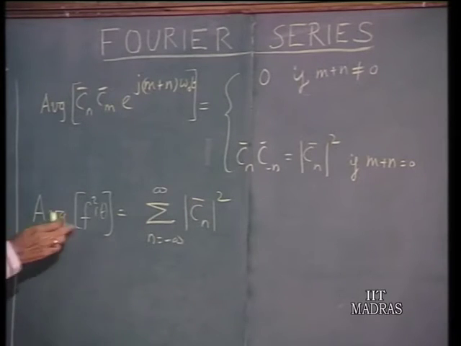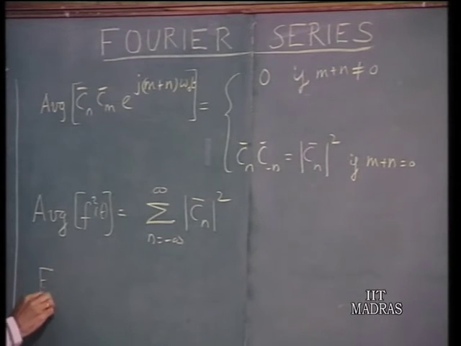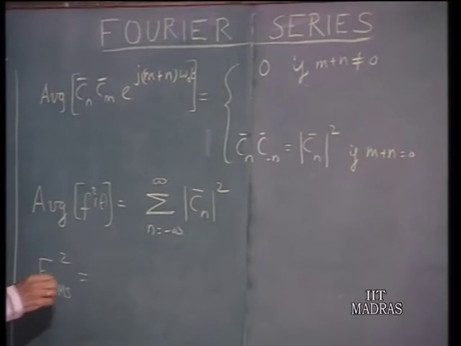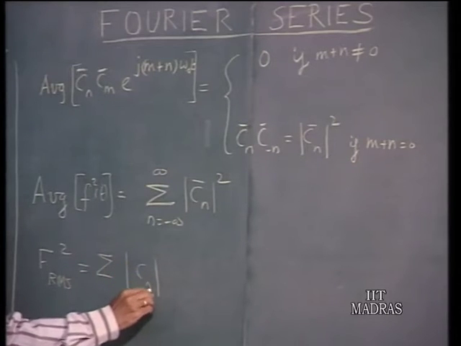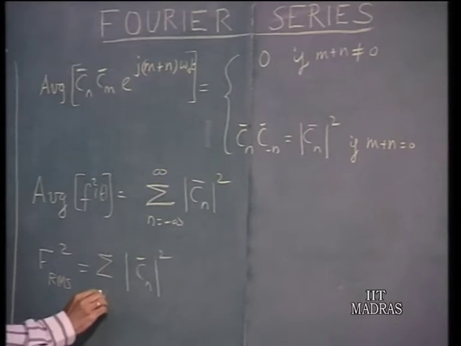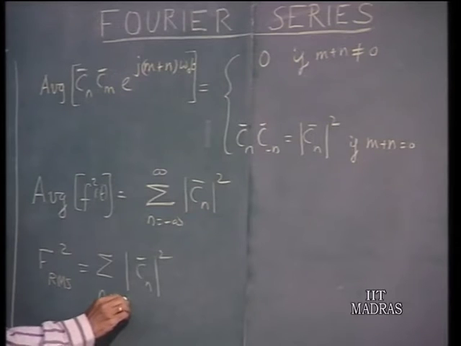And what is the average of f squared t? It is the RMS value of the periodic function squared, the square of the RMS value, the mean square value. Therefore, if I write this as f RMS, or the effective value of this one, that is equal to the sum of the magnitude of Cn squared, n ranging from minus infinity to plus infinity.